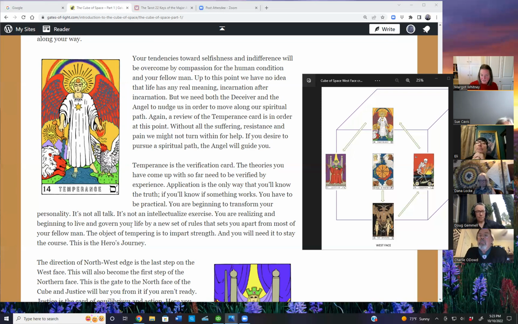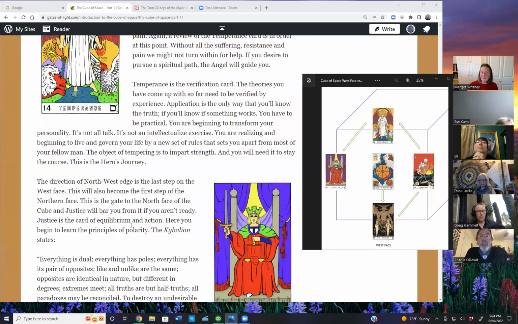You are beginning to transform your personality. It's not all talk. It's not an intellectual exercise. You are realizing and beginning to live and govern your life by a new set of rules that sets you apart from most of your fellow men. The object of tempering is to impart strength.